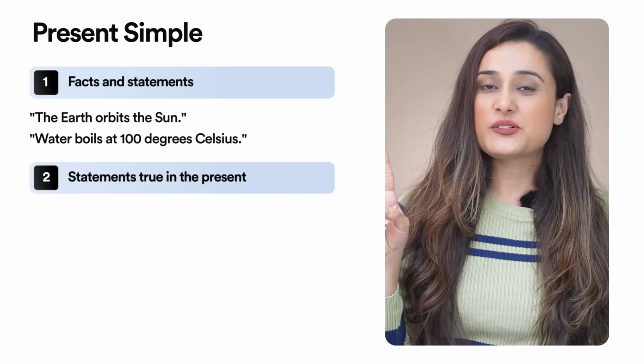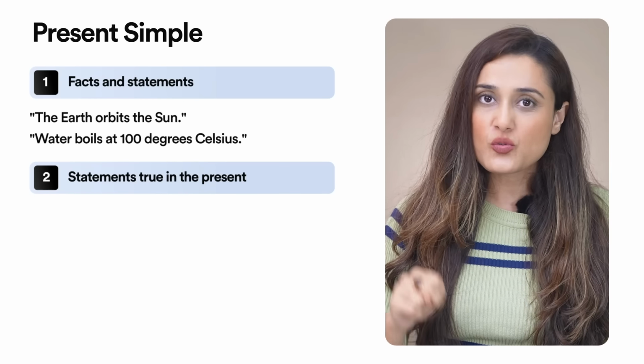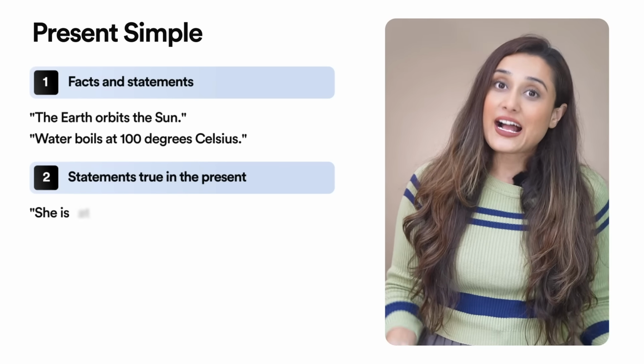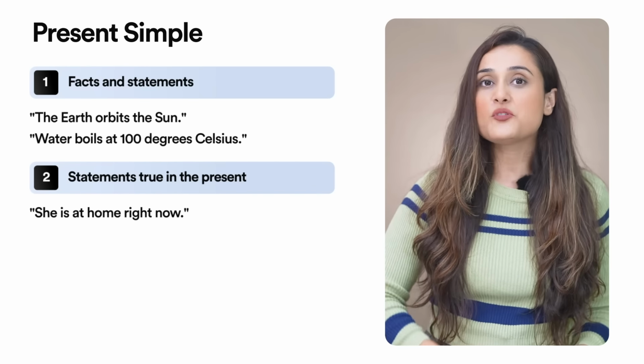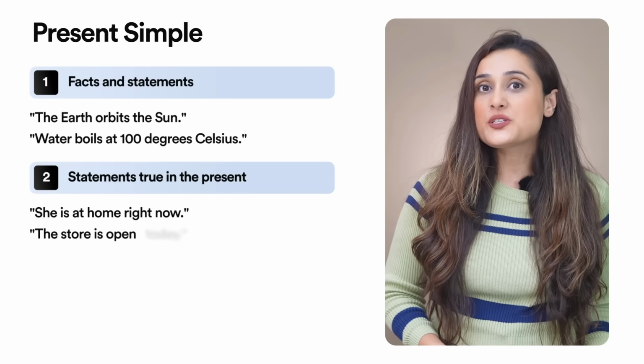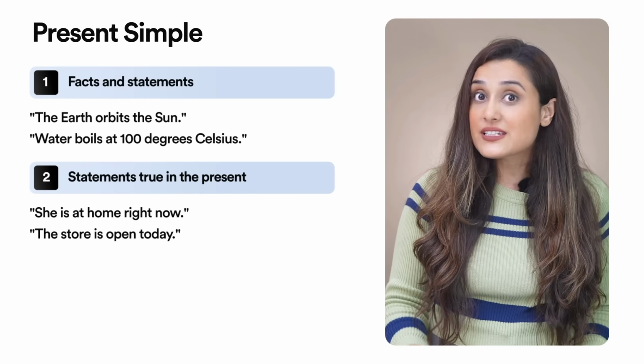Use case number 2 is statements true in the present. She is at home right now. This describes her current state. This is true at the moment. The store is open today. A present state or condition.